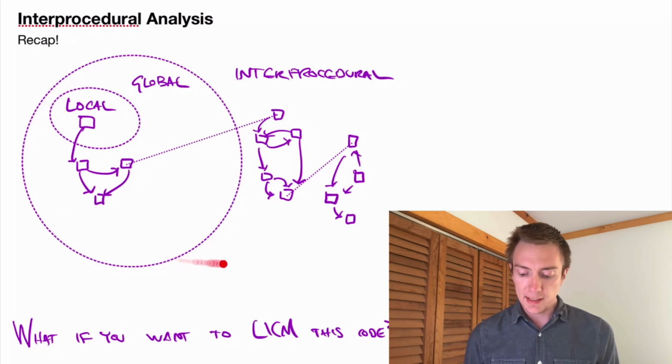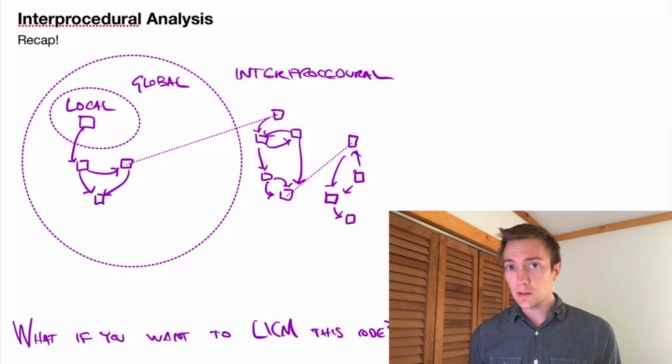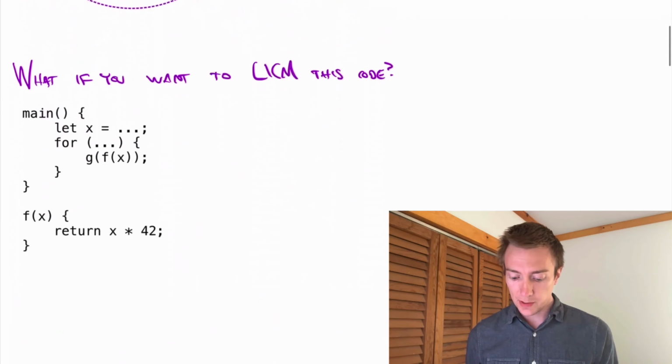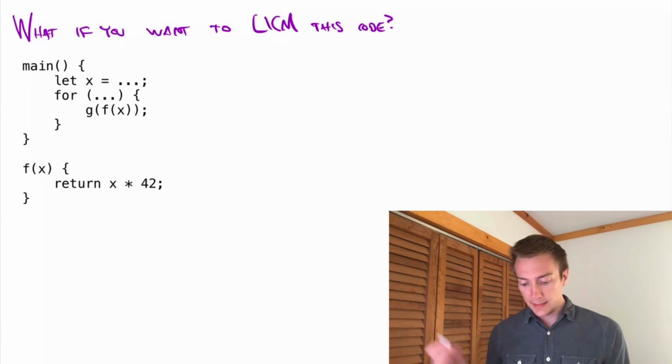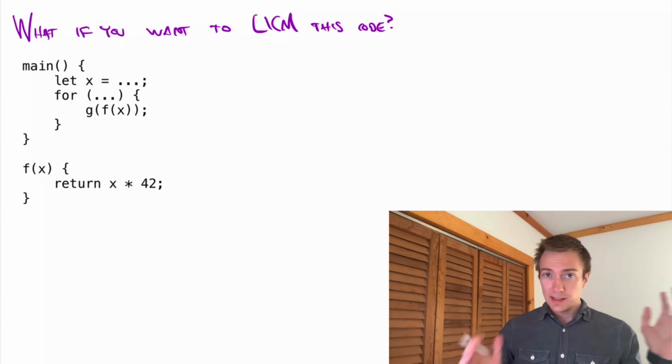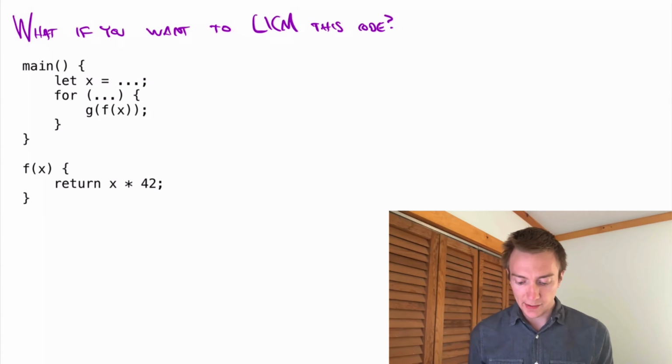Interprocedural optimization is the next level beyond that, and that's when you're looking at multiple functions and have to be sensitive to the calls that happen between them. To motivate why we sometimes need to do some sort of interprocedural reasoning, consider this function. So this is in some sort of pseudocode. You can imagine this compiling to Bril.